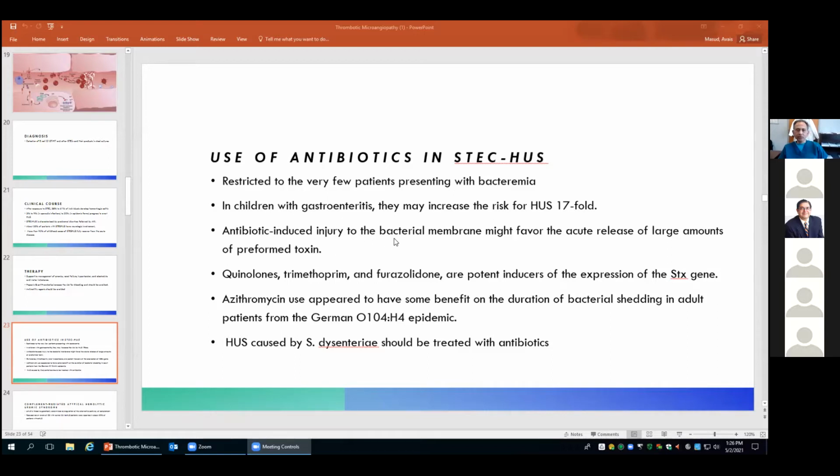Antibiotics also cause injury to the bacterial membrane, which releases more toxins. Particularly antibiotics like quinolones, trimethoprim, and I think antiprotozoal medication should not be given. Although azithromycin has some protective role and, if indicated, can be used. If it's caused by Shigella dysenteriae, in that case antibiotics have some role.